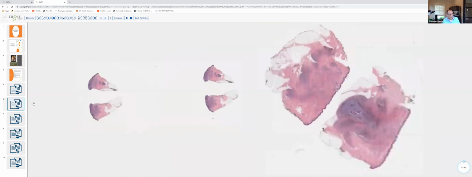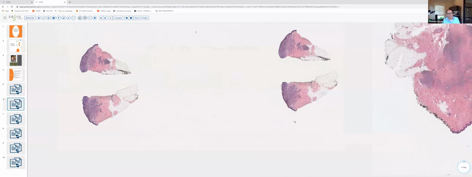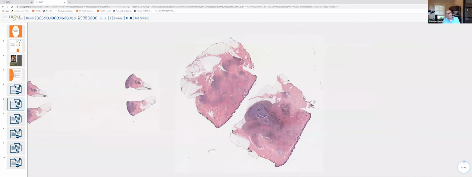Okay, let's go ahead and move on to slide number 6. Slide number 6, we're going to be comparing, on the left here, a much smaller biopsy, a deep penetrating nevus, with, on the right, a cellular blue nevus. So how are the two similar?